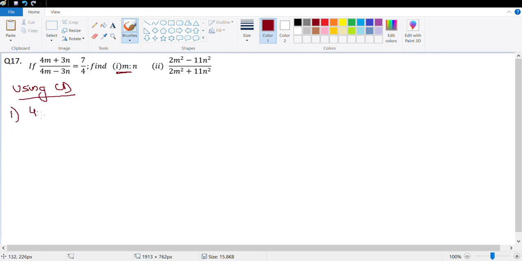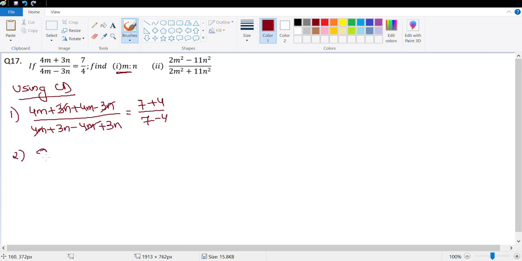So what we get is (4m plus 3n plus 4m minus 3n) upon (4m plus 3n minus 4m plus 3n) will be equal to (7 plus 4) upon (7 minus 4). 3n and 3n, 4m and 4m get cancelled. So we have 8m upon 6n is equal to 7 plus 4, 11 upon 3.